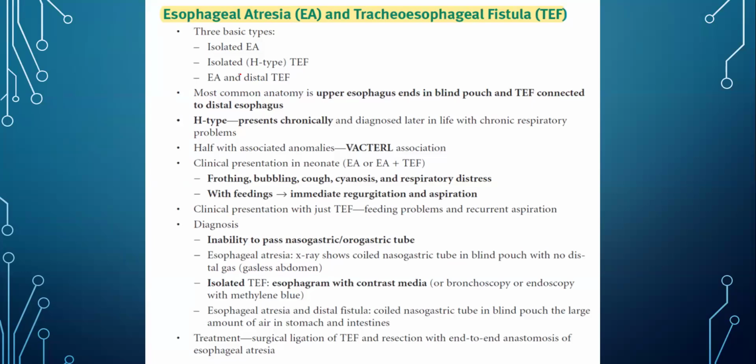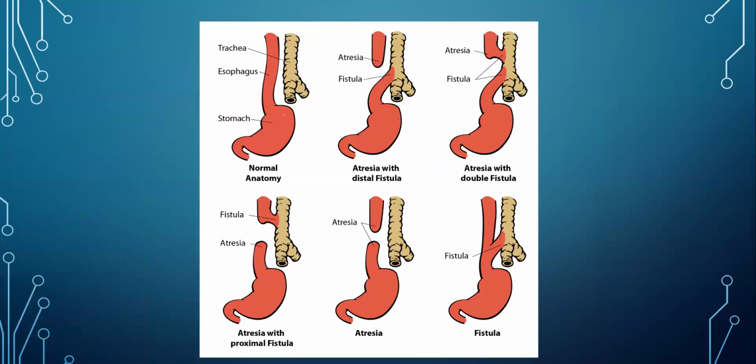So the first topic for today is esophageal atresia and tracheoesophageal fistula. This is one of the common congenital anomalies, in which the esophagus might not be fully formed. If you look over here, this is the normal anatomy of the esophagus and trachea. Just behind the trachea you have the esophagus, and the esophagus gets connected with the stomach.